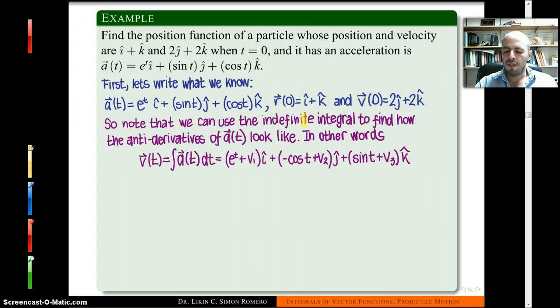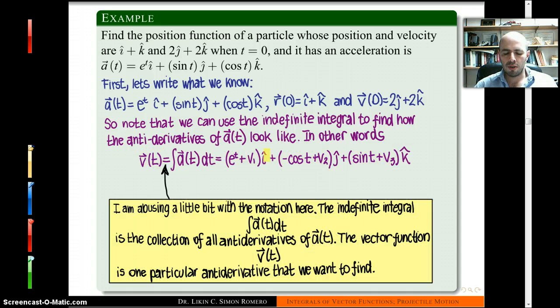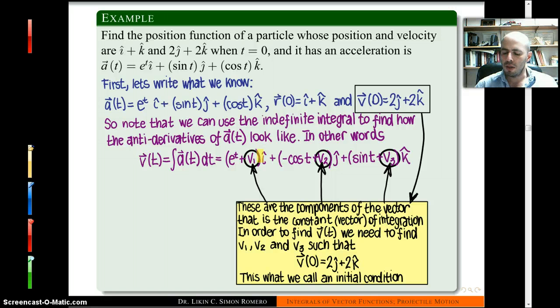Note that we can use the indefinite integral to find what antiderivatives of a of t look like. We know that b of t is an antiderivative, and all antiderivatives of a of t are given by taking the indefinite integral of each one of the component functions. Notice that here we have three different constants of integration. That comes from the vector constant of integration in the previous slide. I'm using a little bit of notation here because one side is just one antiderivative and the other side is the collection of all antiderivatives, but it's helpful because this antiderivative has to look like that since it is part of the collection. So the only thing we need to do is find b1, b2 and b3, the particular antiderivative that satisfies this condition.